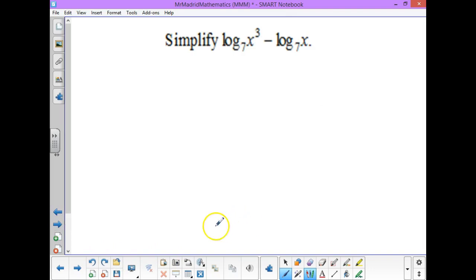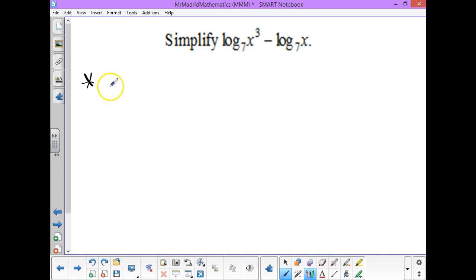Alright, guys. Let's go ahead and wrap it up here with this last one. This one says simplify log base 7 of x cubed minus log base 7 of x. Pay attention to this one. Now here, the first thing that I want to notice is that this exponent here, there's a formula for that, right? It wasn't the change of base, it wasn't the inverse, it wasn't the quotient or the product, it was what? The power property.